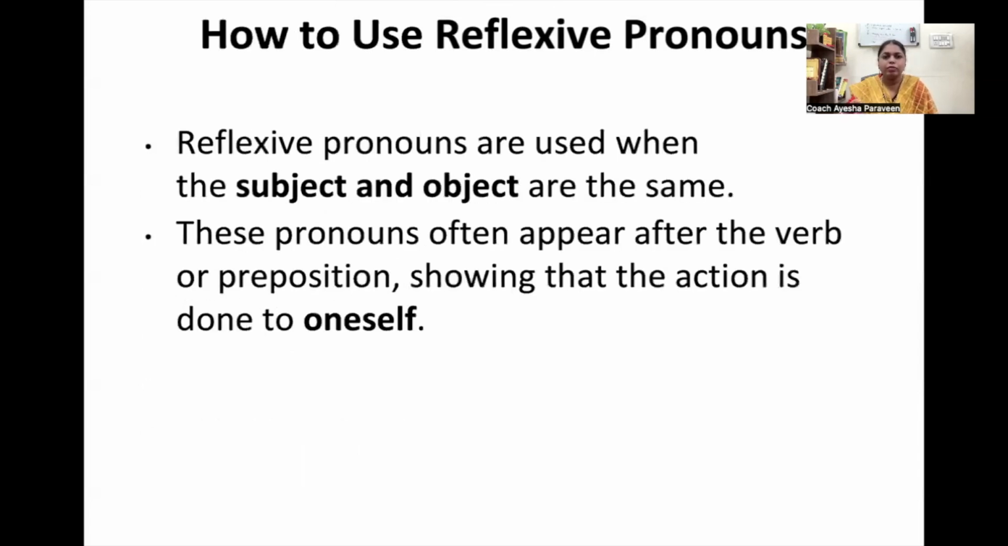How to use reflexive pronouns? Reflexive pronouns are used when the subject and the object are the same. These pronouns often appear after the verb or preposition. So a reflexive pronoun comes after the verb or preposition, showing that the action is done to oneself.